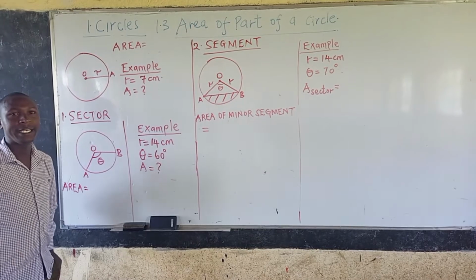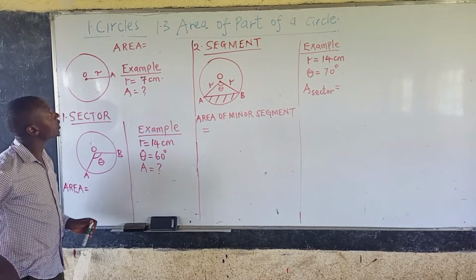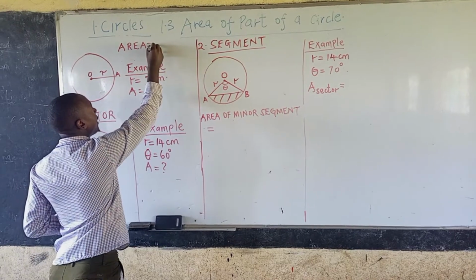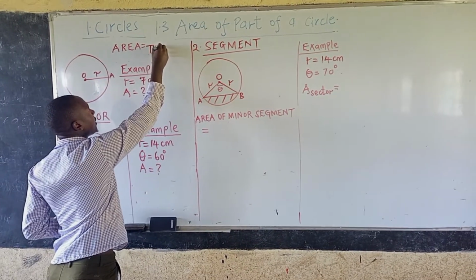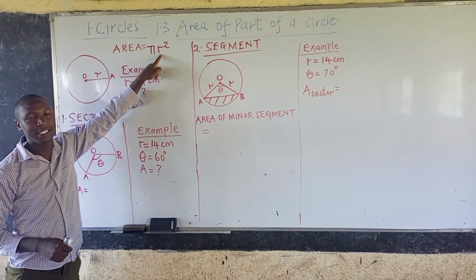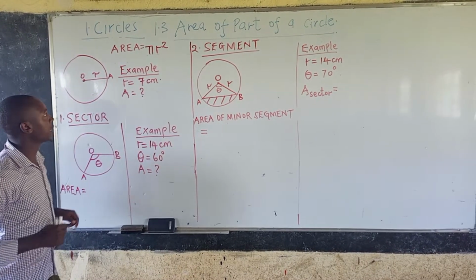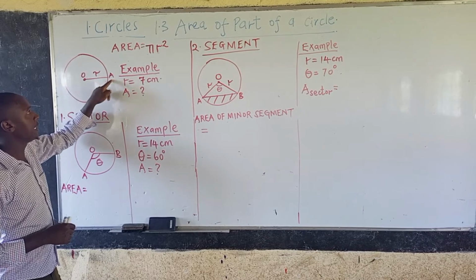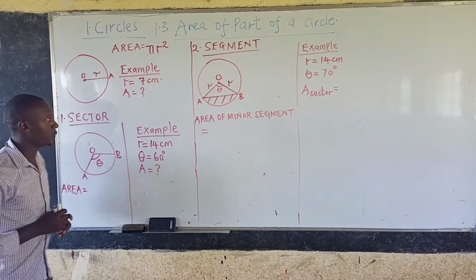So how do we find the area of a circle? The area of a circle is given by pi r squared. Pi is a constant, r is the radius of the circle, and of course you can see the distance OA is the radius of our circle.